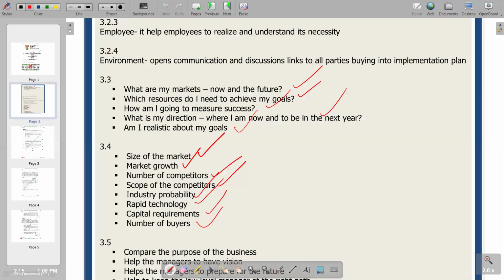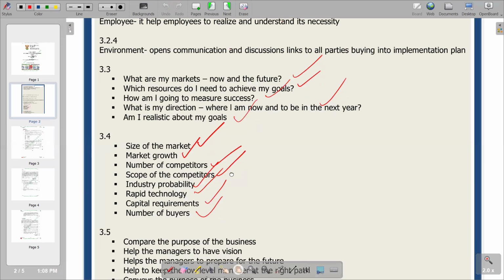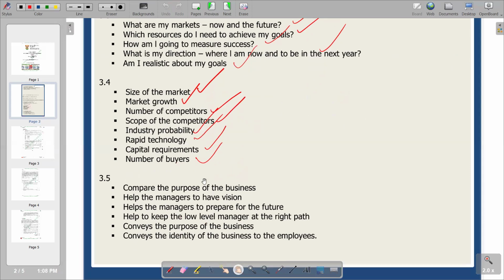So we are saying a mission statement should be used to communicate the purpose of the business. That is the first point that we have. It should help the managers to have vision. It helps the manager to prepare for the future. So basically, it's bringing out the importance of a mission statement. It helps to keep the low-level managers on the right path and conveys the purpose and the identity of the business to the employees.